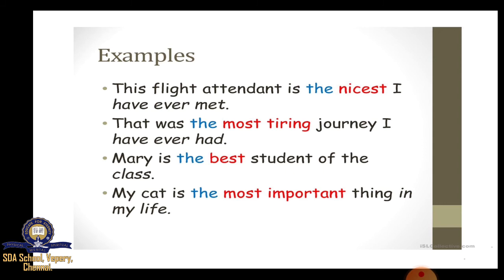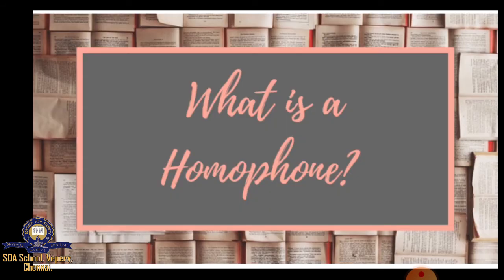So as we saw, superlative is when you compare 3 or more things and you talk about the highest degree. That is the things like nicest, the last level. So you add a definite article, that is the, before every adjective, and you will have the suffix est or iest added to the adjectives. So moving on, now we are going to learn what is a homophone.